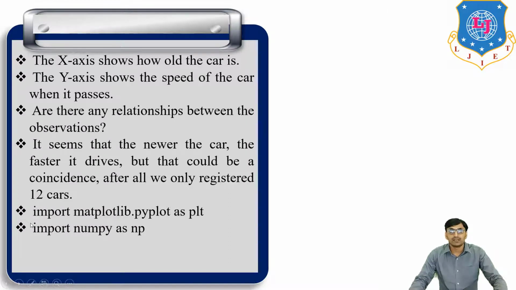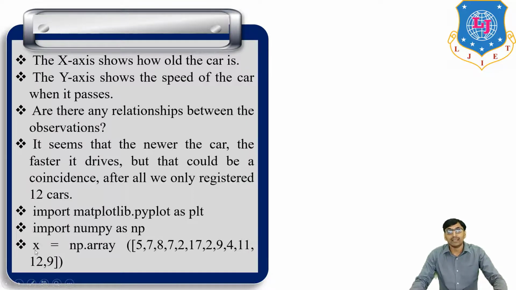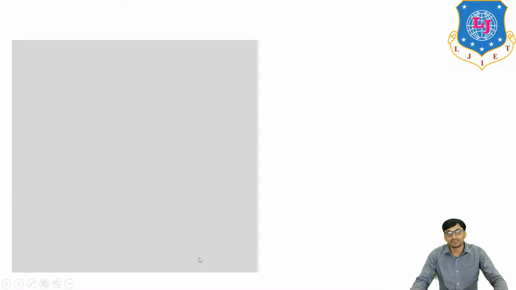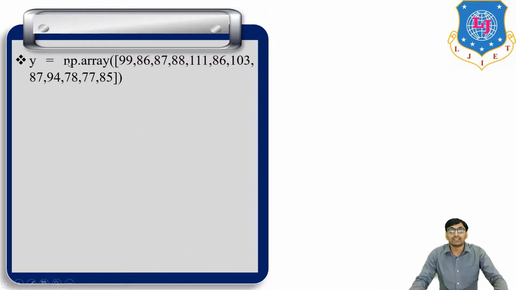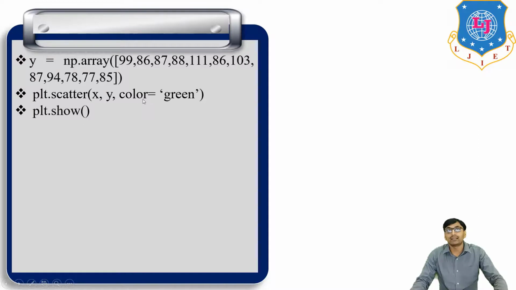First, in the program, we import matplotlib.pyplot as plt, then import numpy as np. Then x is equal to np.array, and this has 12 elements. On the x-axis it shows how old the car is, so these are the values for the 12 cars. Then y is equal to np.array with 12 values, the speed of the 12 cars one by one. Then plt.scatter(x, y, color equal to green).